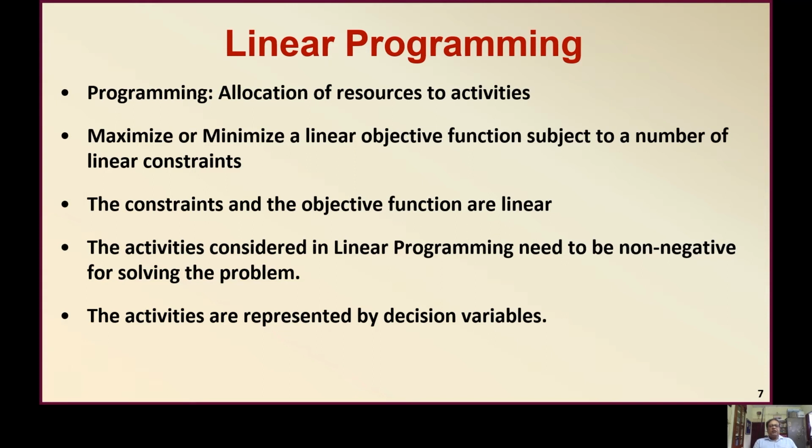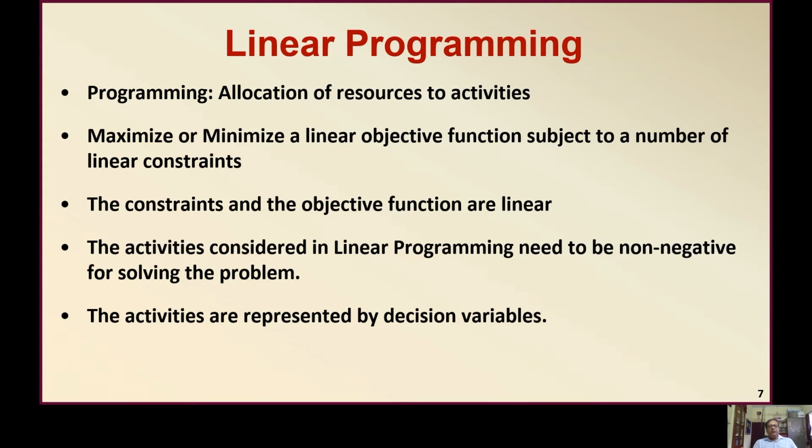The first thing that is a part of linear programming is the maximization or minimization of a linear objective function. That objective function has to be linear, and it has to be either maximized or minimized, subject to a number of linear constraints. When we are talking about an optimization problem, we maximize or minimize an objective function, and we optimize the decision variables. There should be a set of decision variables, which are in this case the different activities. The constraints and the objective function are linear.